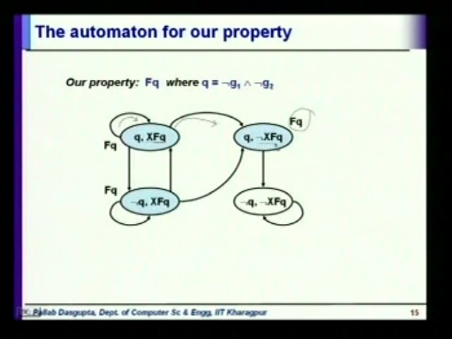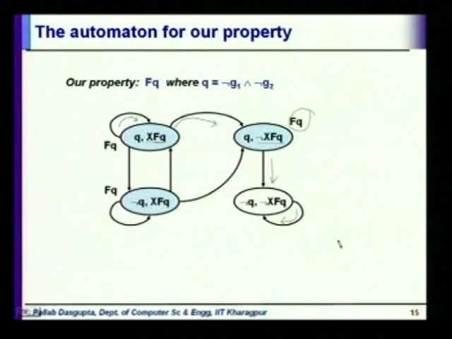But there is no edge from here to here. Why? Because this has not XFQ. So, we should not have an edge from here to a state which satisfies FQ. We should have edges from here to states which satisfy not FQ. And which is the state which satisfies not FQ? This one. So that's why we have this edge. But we don't have edges from this one to any of these two, right? Now let us look at this one. This one has X of not FQ, so it has to have edges to those states which have not FQ. Here there is only one state which has not FQ, so we have only this edge. Is it clear how we build this automaton? Yes or no? Clear? Right.